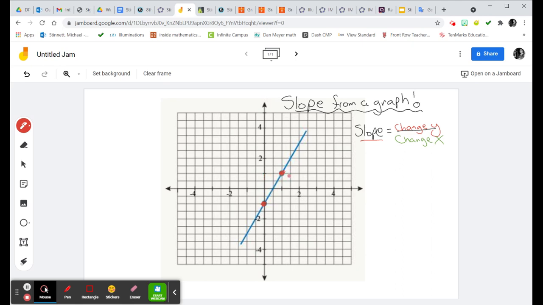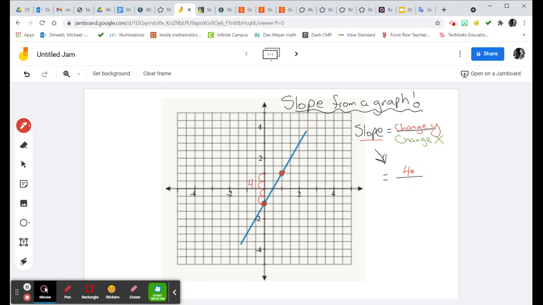So let's see, how far do I have to go up here in my change in y? We're gonna go up 1, 2, 3, 4. So we went up 4, okay? So we know that our change in y was 4. We went up 4, okay?